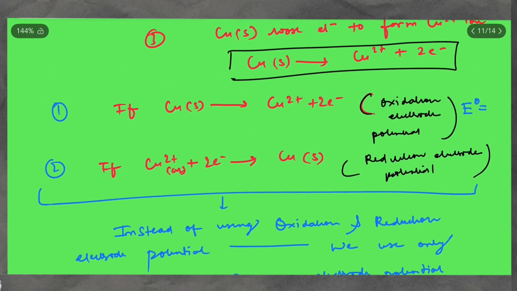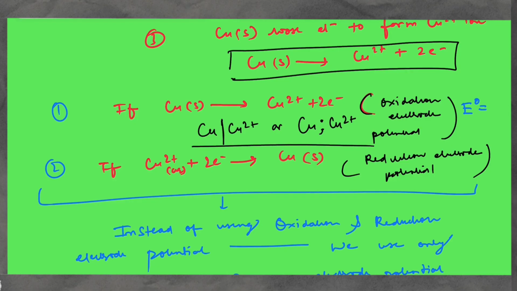So in the first case, when copper is losing 2 electrons, it will have some E naught value. So here, if it is doing oxidation, then we can write it as copper then slash copper 2 plus, which shows it is changing to copper 2 plus, and sometimes we can also write it as copper changes to copper 2 plus. So this is the cell representation, the oxidation half cell representation.